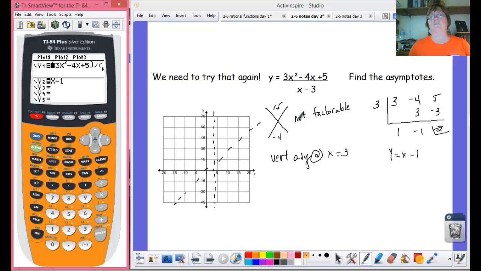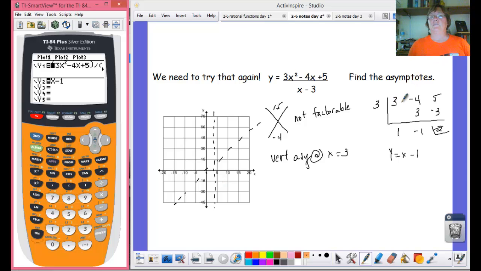The signs are not correct. In order to get negative 4, you could use negative 5 and positive 1, but that will make that sign be incorrect. So it's not factorable. There is a vertical asymptote then at x equals 3, which I have sketched in.